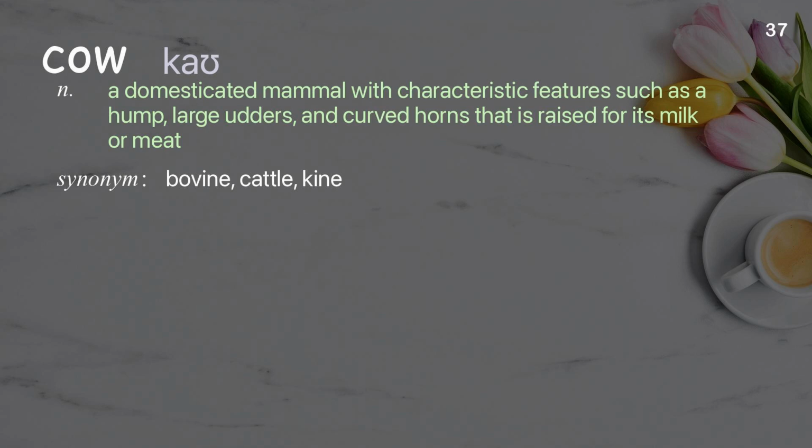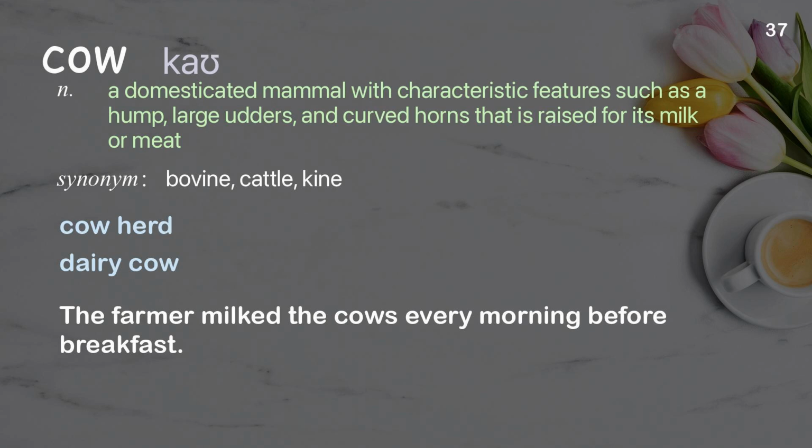Cow. A domesticated mammal with characteristic features such as a hump, large udders, and curved horns, that is raised for its milk or meat. Examples: Cowherd. Dairy cow. The farmer milked the cows every morning before breakfast.